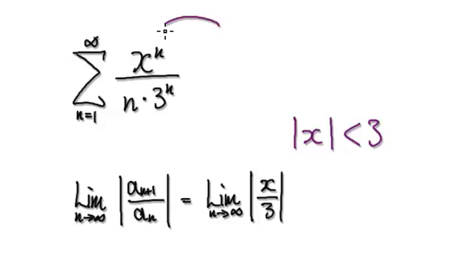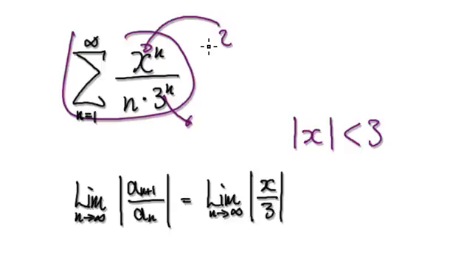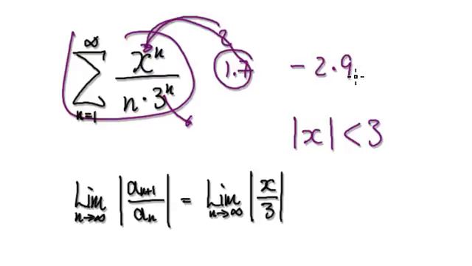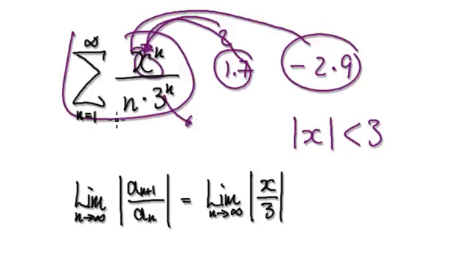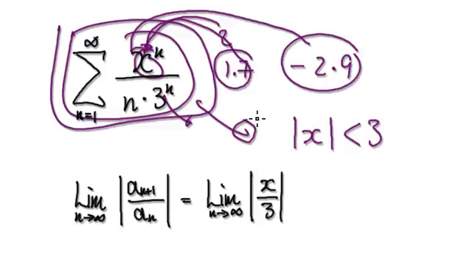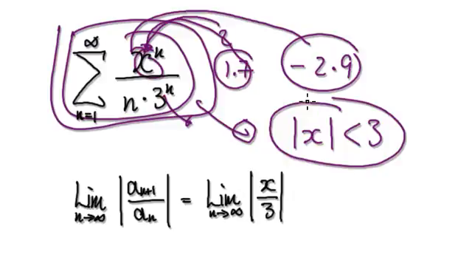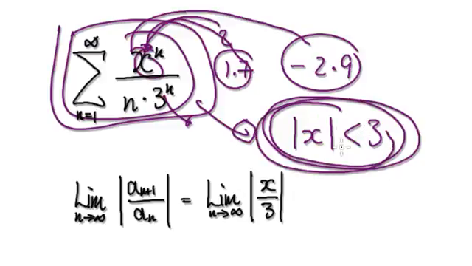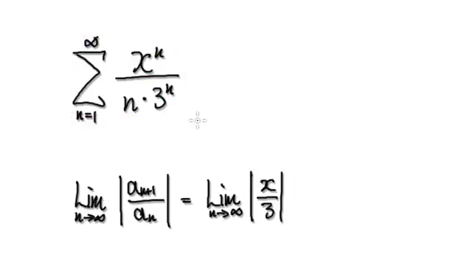What that means is you can put a 2 into here, and this whole series will converge. You can put a 1.7 into here, and it will still work. You can put negative 2.9 into the x here, and then the whole series will converge. As it turns out, if you put any number with absolute value of x less than 3 into here, then the whole series will converge.